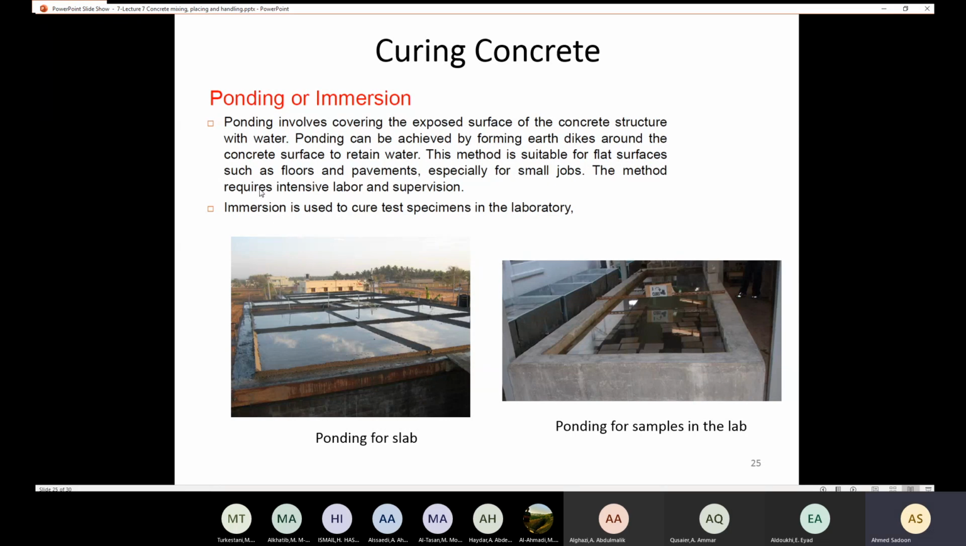Immersion is also used in order to cure test specimens in the laboratory. So in the laboratory, you are going to use the ponding or the immersion method.